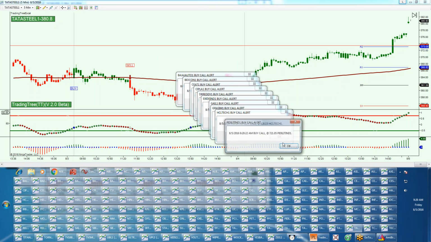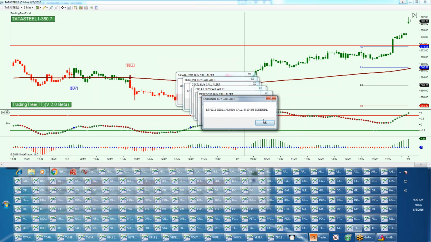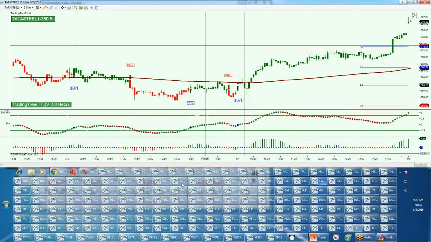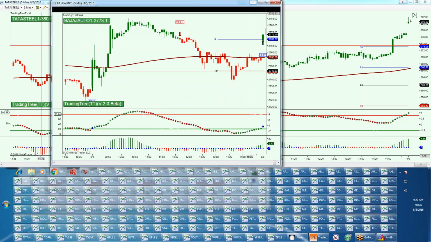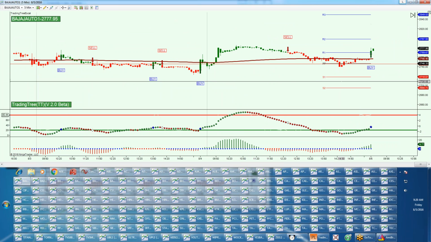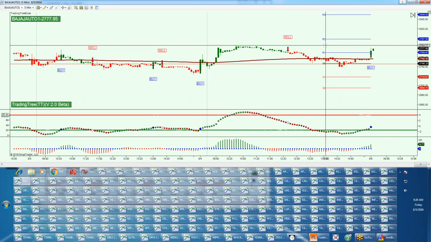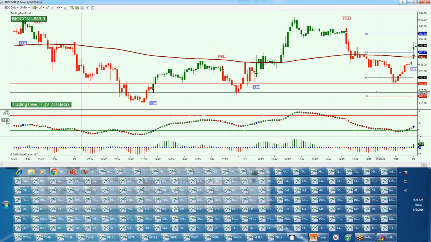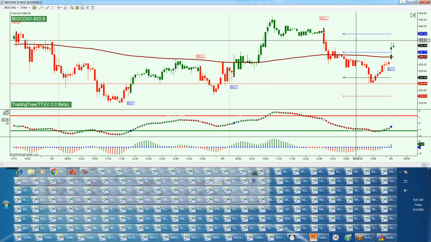So these are the buy calls that have generated at 9:20. So we'll just see the calls one by one. So let's go to Bajaj Auto. So that's a gap up open. So you can see the level here. So I would consider buying at 2784 for Bajaj. And we have a buy in Biocon. Biocon, I think you can buy it at 836.